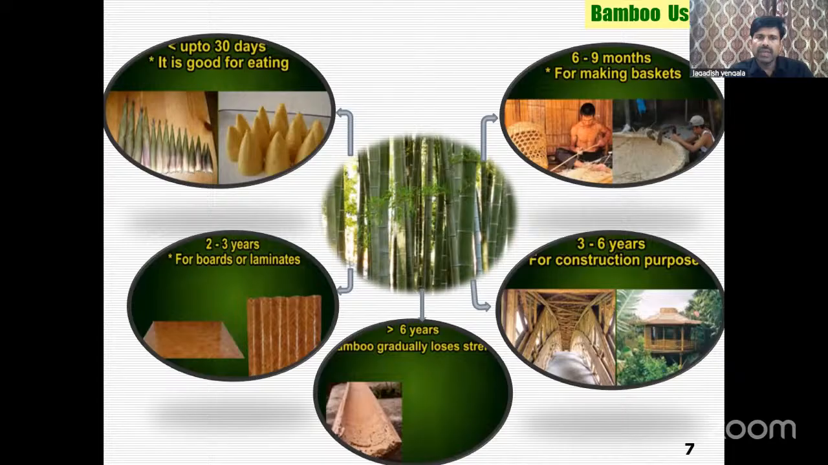From 2 to 3 year old bamboo, those slivers or splits can be converted into mat boards, or you can join the splits and make boards, things like that. 3 to 6 year old bamboo is typically used for construction purposes. Beyond 6 years, bamboo gradually loses its strength because it has been there as a tree for a long time, and slowly the starch inside the bamboo gets eaten away by insects and things like that.